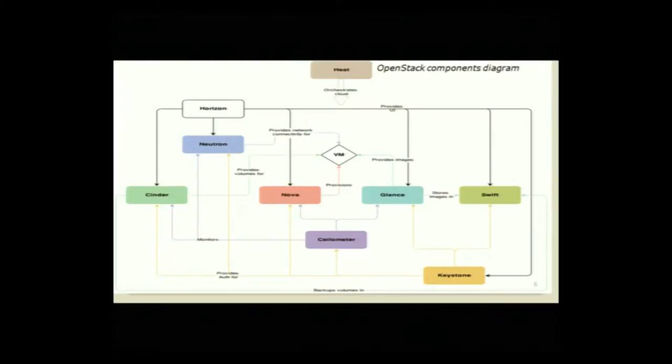Next slide. This is the basic architecture of OpenStack. First it starts from Keystone. Keystone provides authentication for all the services. Glance generates the images and stores the images.